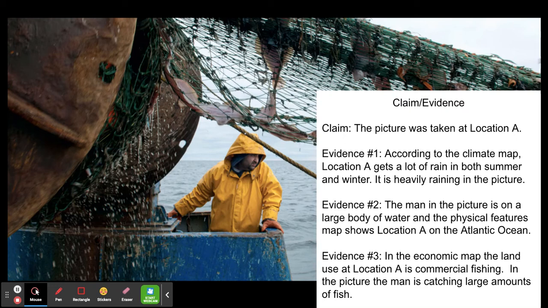We have evidence 2. The man in the picture is on a large body of water, and physical features map shows location A on the Atlantic Ocean. And evidence 3. In the economic map, the land use at location A is commercial fishing. In the picture, the man is catching large amounts of fish. I will say the most important piece of this whole claim evidence formative assessment, and we will be doing this again, is connecting what you see on the maps back to the picture. You have to be able to connect it back to the picture.